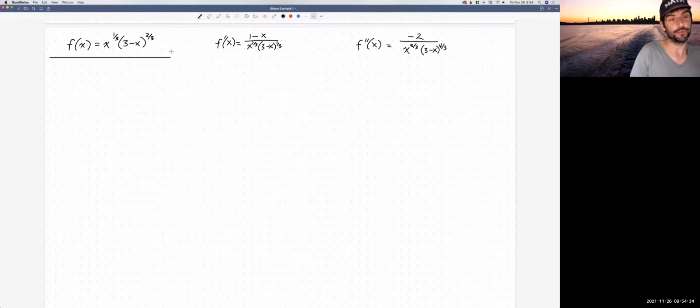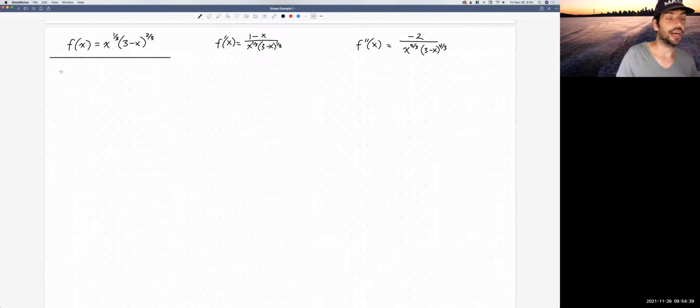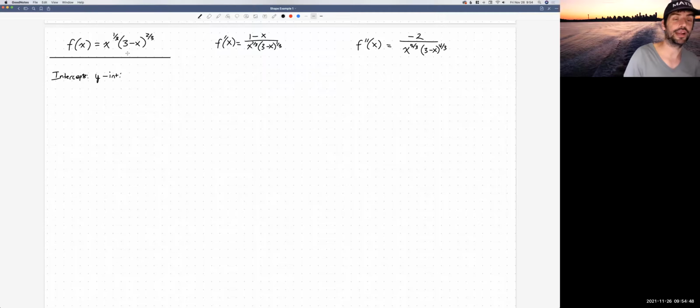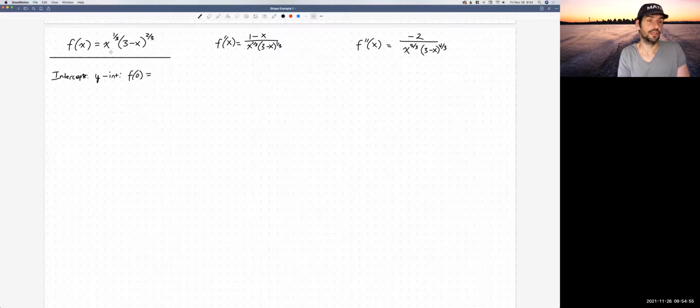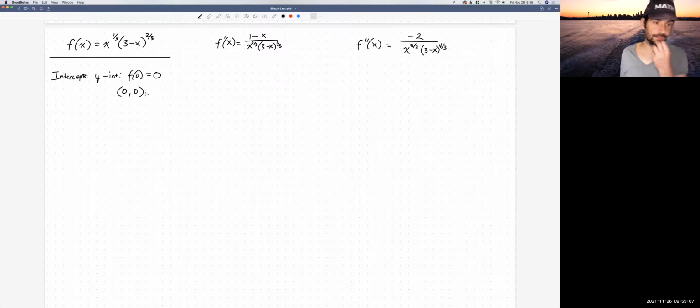There's our 3 functions. So let's get some information from each of them, okay? So from the function itself, there's a few easy things we can get. Let's start with intercepts. Intercepts are always great. The vertical intercept, or the y-intercept, this is the place where x is equal to 0, f of 0. And in this case, putting in 0 for x gives me 0. It doesn't matter what happens to this term. We're already multiplying it by 0. It gives me 0. So the graph must go through the point 0, 0.